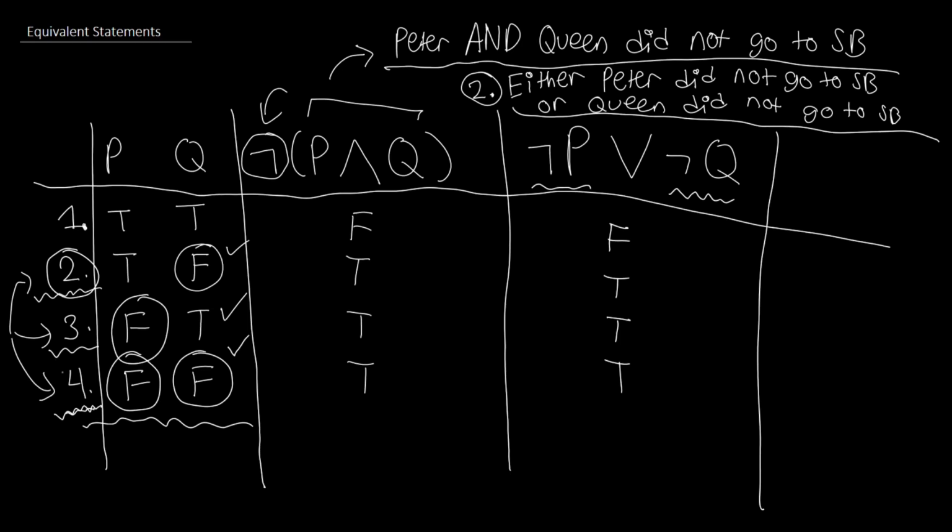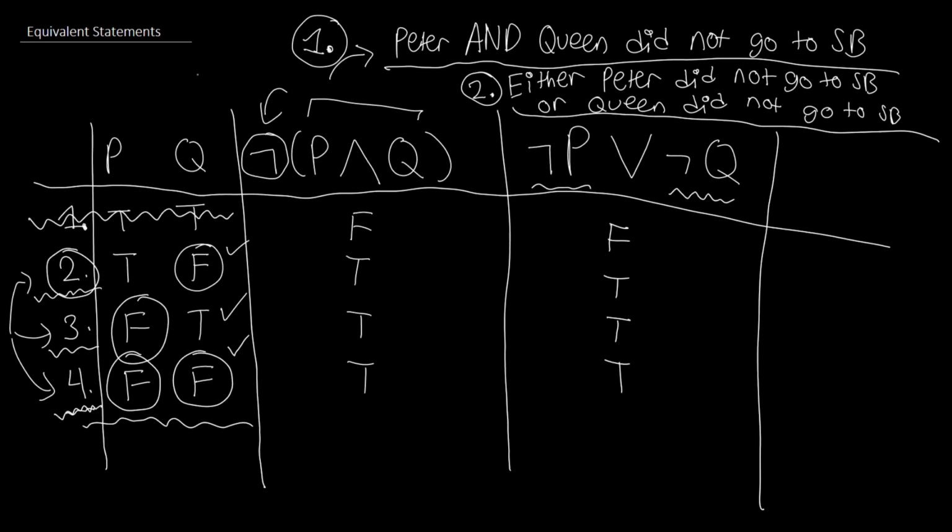Alright, so what happens when you talk to a person and let's say instead of saying statement number 2, they said statement number 1 instead. So they said Peter and the Queen did not go to Starbucks. So both of them did not go to Starbucks, right? So it tells you that you're not in universe number 1. And that just leaves the other 3 universes as a possibility.